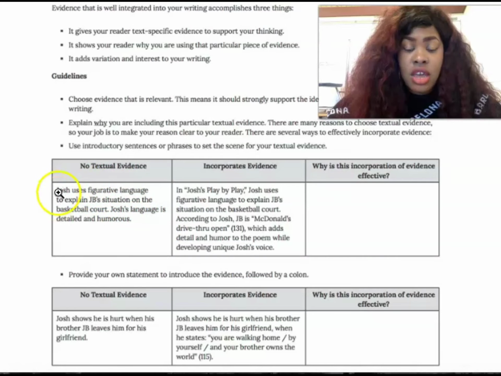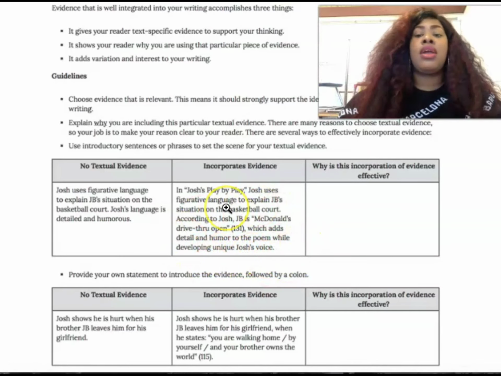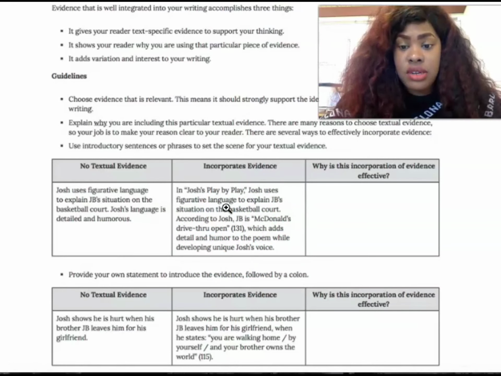So here, instead of saying Josh uses figurative language to explain JB's situation on the basketball court, Josh's language is detailed and humorous, I say, in Josh's play-by-play, so I'm telling you which poem, Josh uses figurative language to explain JB's situation on the basketball court. Then I go to Josh's play-by-play and I give you a line that shows that he was trying to explain JB's situation through figurative language. So according to Josh, JB is McDonald's drive-thru open, 131, which adds detail and humor to the poem while developing Josh's unique voice. So this is a way that we incorporate textual evidence.